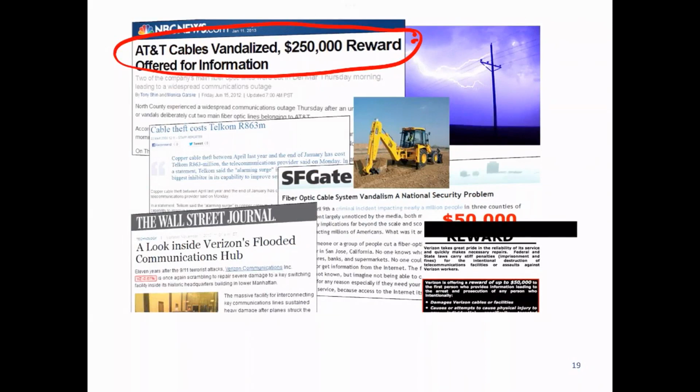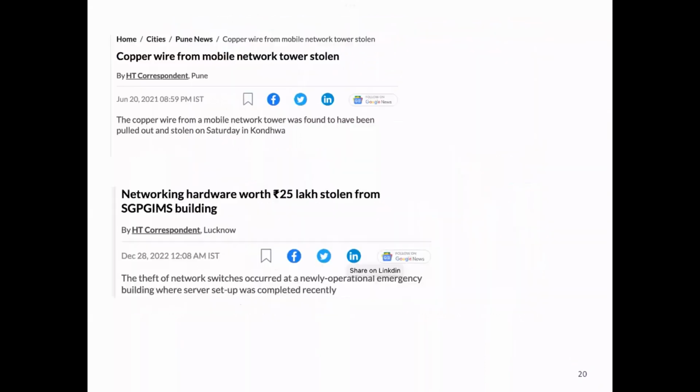The good thing is that fiber is inexpensive compared to copper cable, so thieves are not so interested in stealing fiber cable. But when somebody wants to disrupt for some reason, then it's very easy. And you can find plenty of stories that somebody has stolen copper wire, somebody has stolen the equipment and so on.